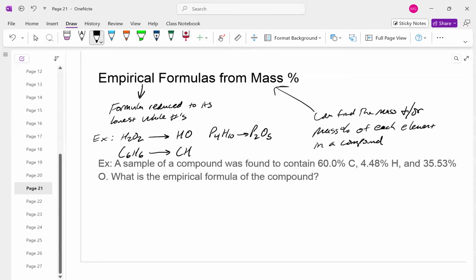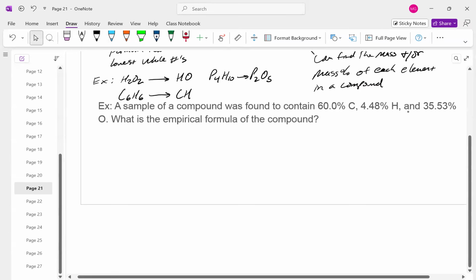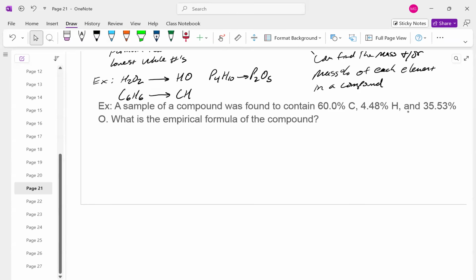So for example, a sample of a compound was found to contain 60% carbon, 4.48% hydrogen, and 35.53% oxygen. What is the empirical formula of the compound? Now, in problems like this, you'll either be given mass percent or you'll be given the masses. So if you're given mass percent, there's just one little extra step at the beginning.